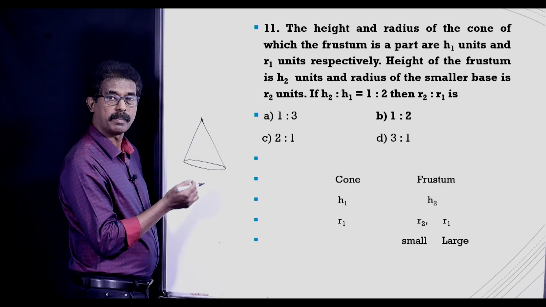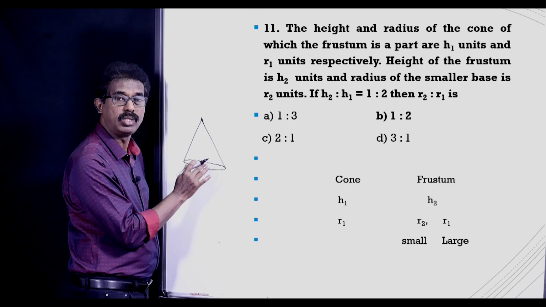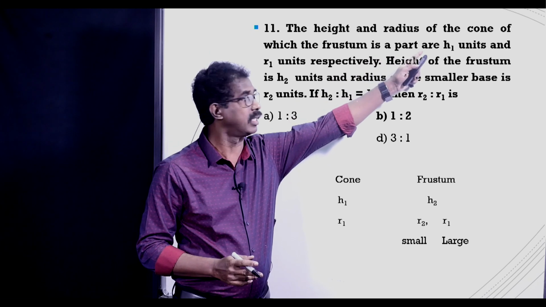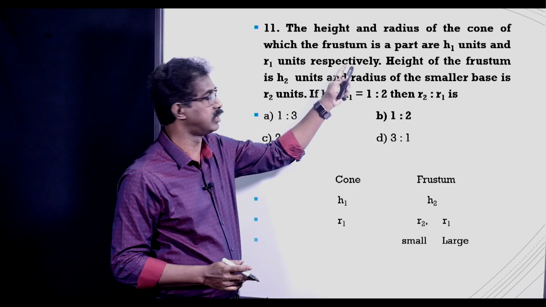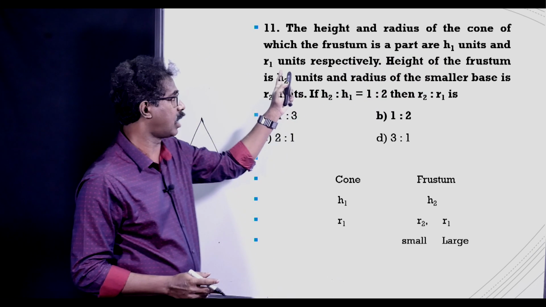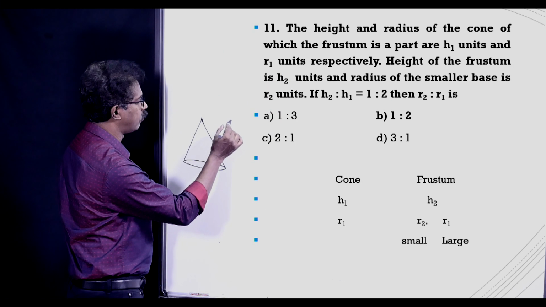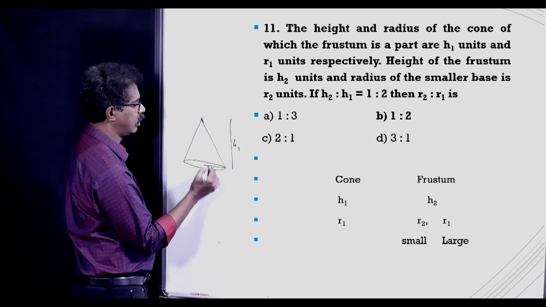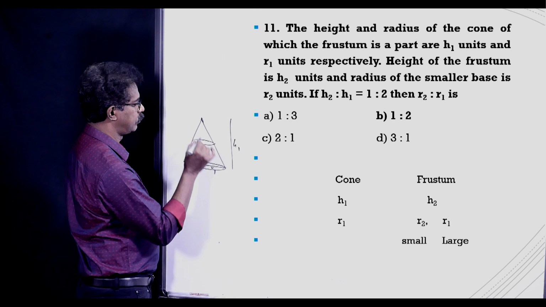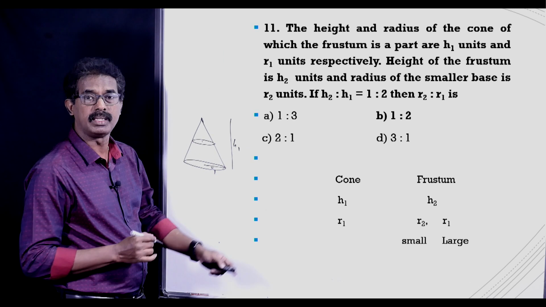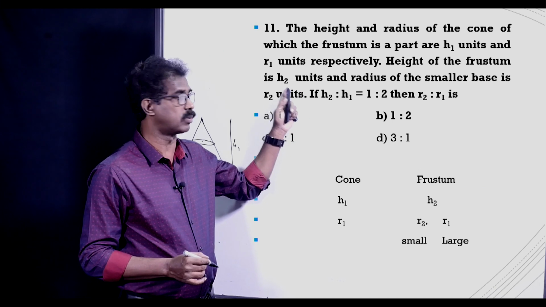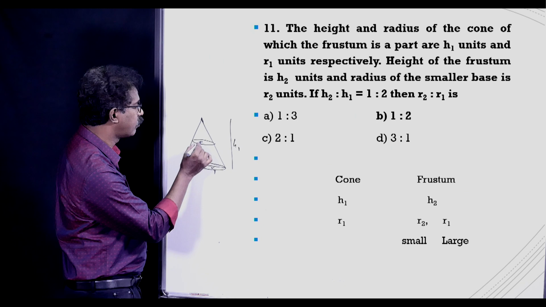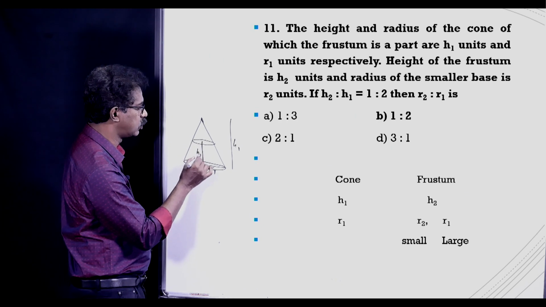The frustum is a part of a cone, and the cone's radius and height they have given, right? The height they have given us is H1, and the radius is R1. Height is H1, the full height, and this radius is R1. The frustum is a part. They mention the height of the frustum as H2. This portion is H2.